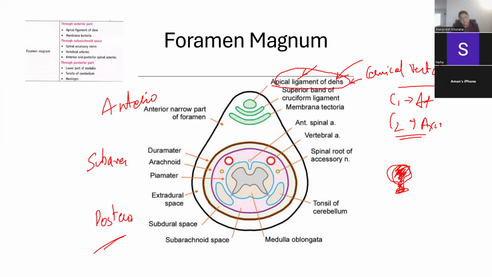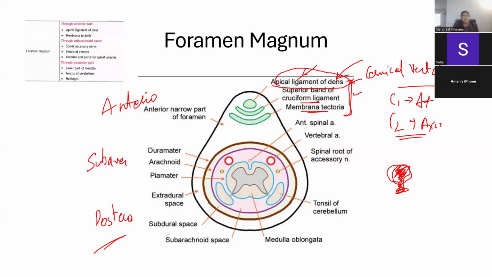It is a part of the cervical vertebrae. We'll read about the cervical vertebrae as well, the typical and the atypical cervical vertebrae. Some are typical, some are atypical. So we'll read in the next session. Then we have the superior band of the cruciform ligament and the membrana tectoria.